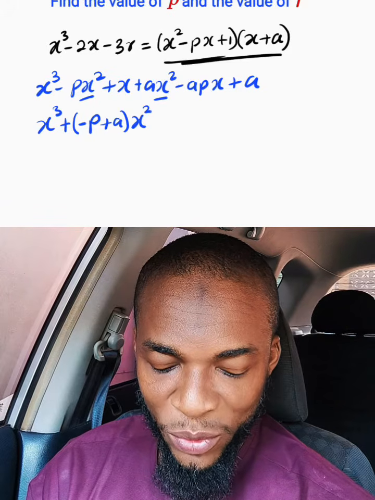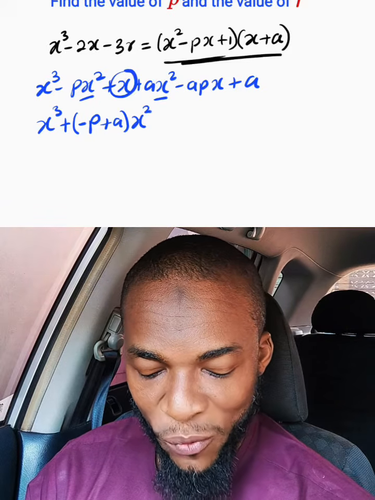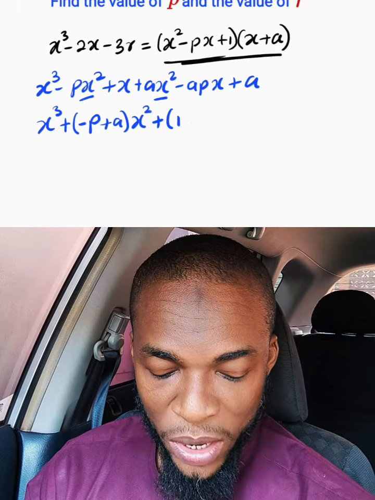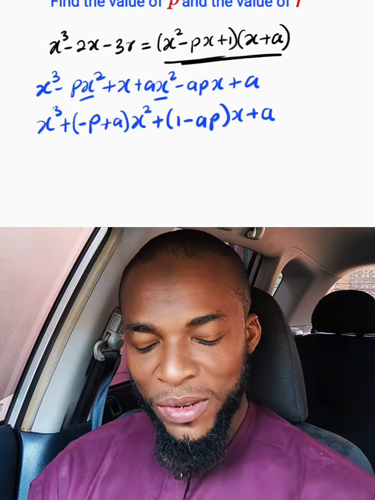We have x³ here. With x², we have 2 terms, so just add their coefficients and factor out x². So we have −p as the coefficient of this x², and we have a as the coefficient of the other x², then all of them multiplied by x². And then with x, we have 1 here and the other one here. Their coefficients are 1 and −ap. Factor out the x. Then we have plus a. So this is the expression.